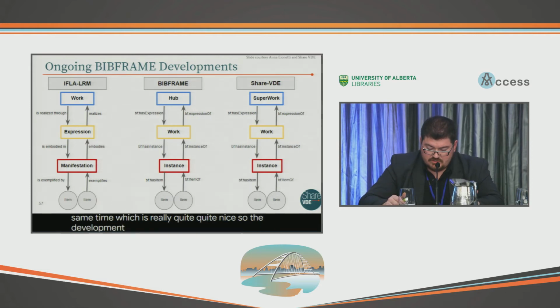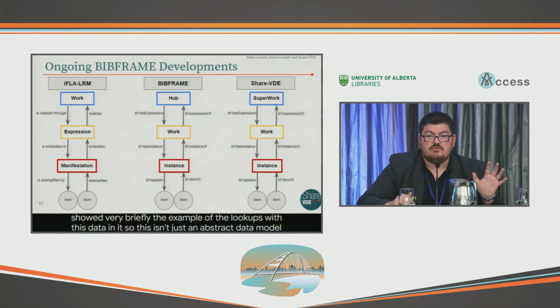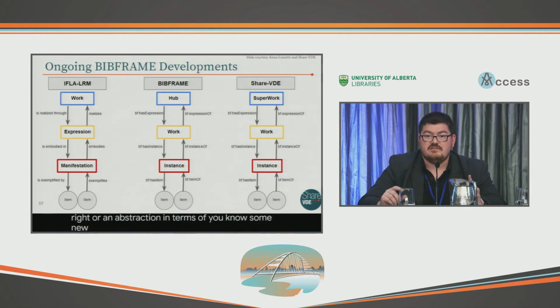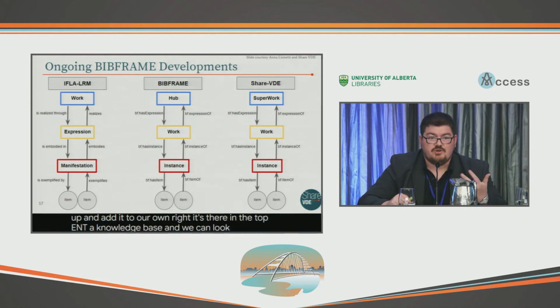So the development shown here with the different opus types of works, the hubs and the superworks, adding the extra layer of abstraction to the BIBFRAME model, really is a good example of said development. And I'm extremely excited. Abigail showed very briefly the example of the lookups with this data in it. So this isn't just an abstract data model, or an abstraction in terms of some new idea. We've actually got the data. We can look it up and add it to our own, right? It's there in the Sapientia knowledge base, and we can look it up, query it, use it.